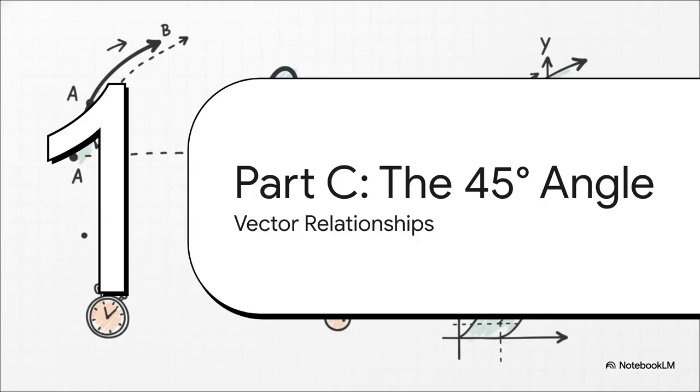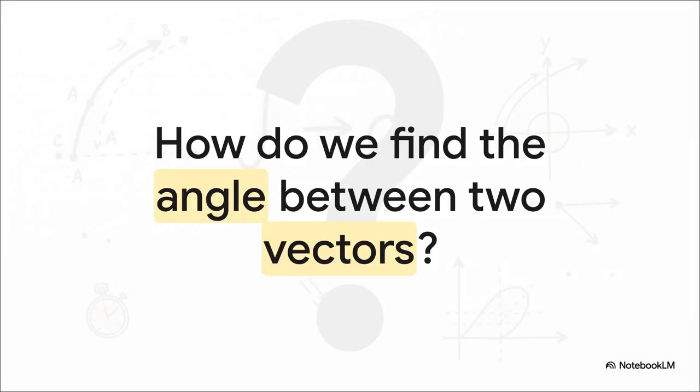It all connects. And now for the final piece of this puzzle, part C. We need to find that one specific moment in time, which we'll call t0, when the velocity vector and the acceleration vector are at an angle of 45 degrees to each other. So this isn't about how fast it's going, but about the geometry of its motion vectors. So this begs a really important question.